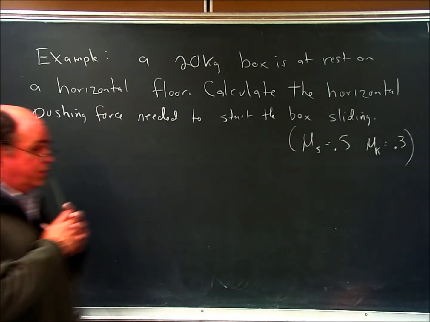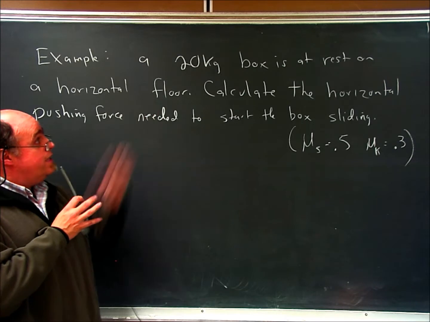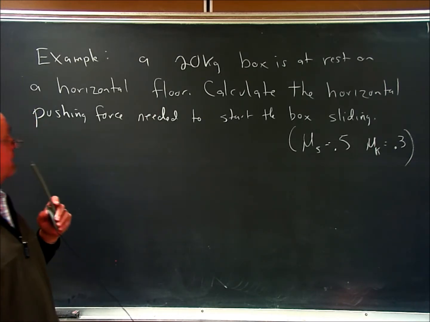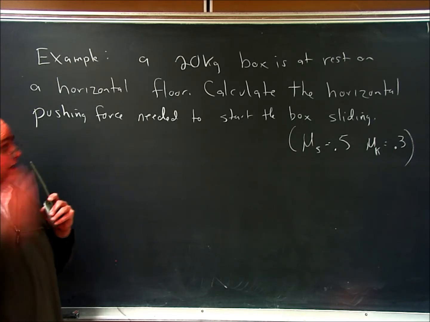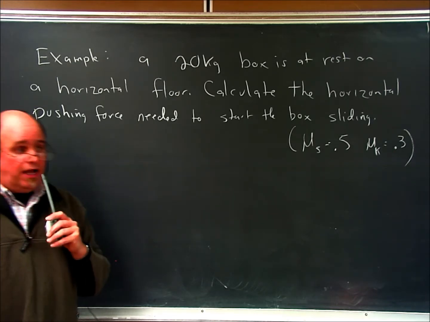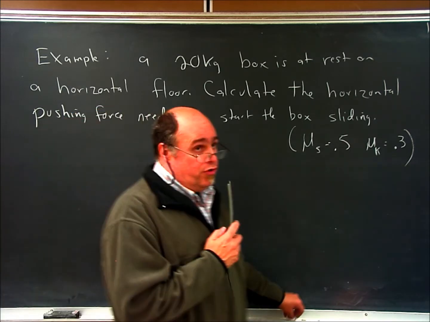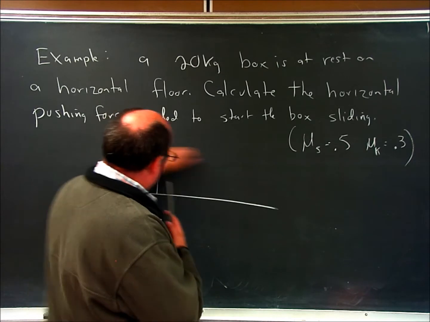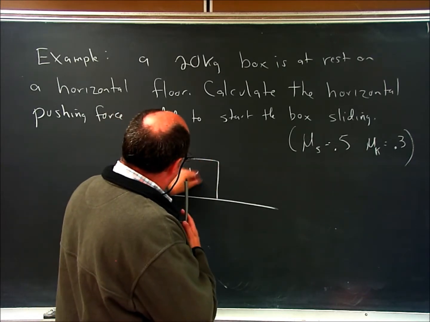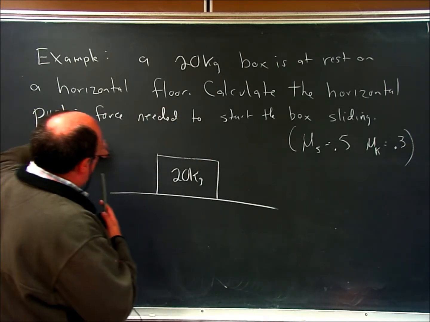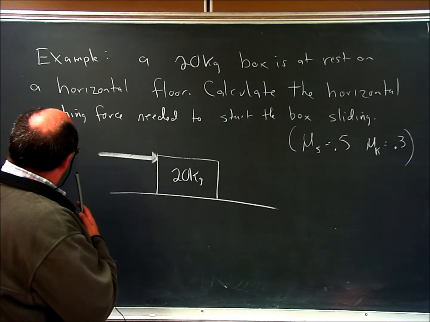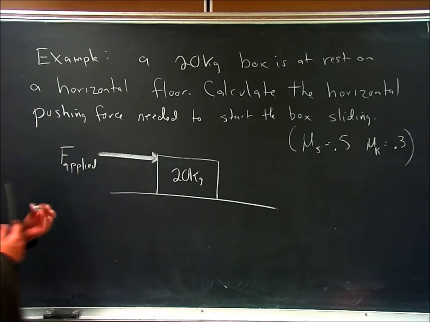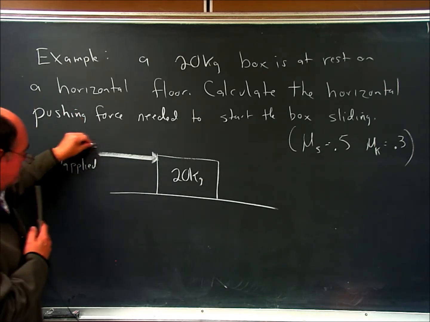Here's a word problem where it says we have a 20 kilogram box which is at rest on a horizontal floor. Calculate the horizontal pushing force needed to start this box sliding across the floor. So I could draw it, and if I draw it, I would say here's my box, and it's 20 kilograms, and I want to push it, so I'm going to have some horizontal pushing force. And that will be an applied force, and that's what I'm looking for. How much force will get this thing to go?